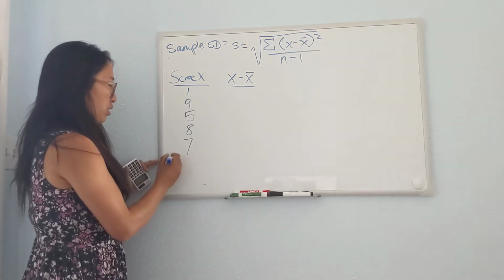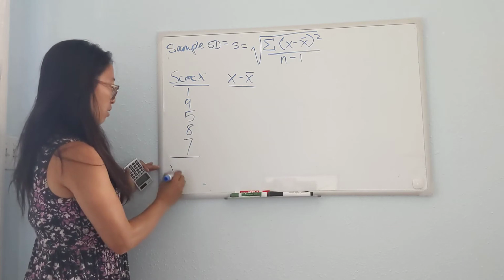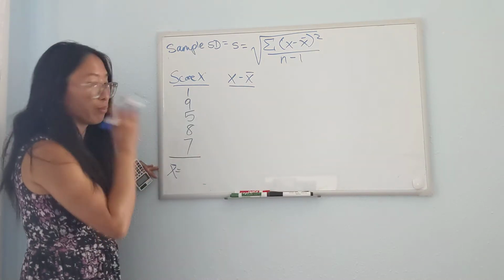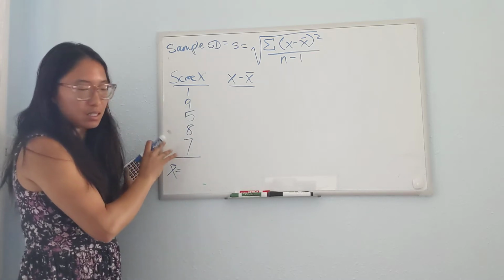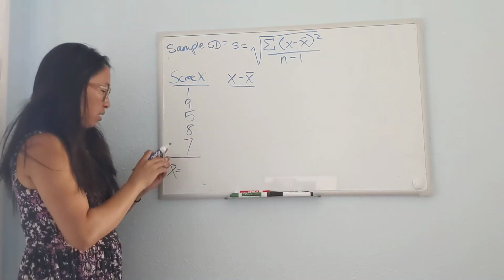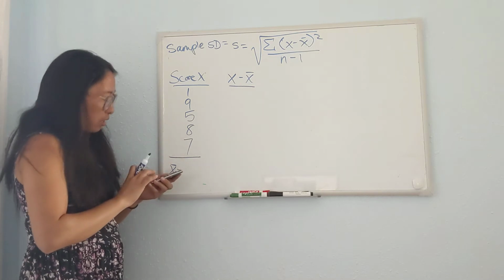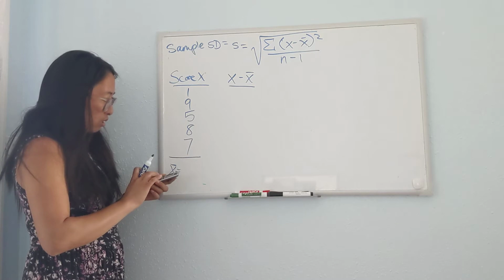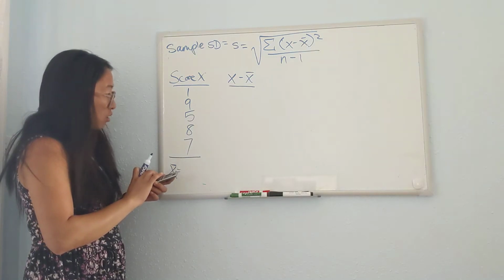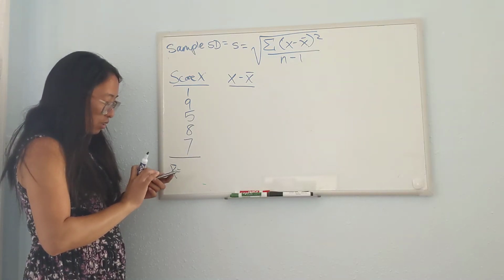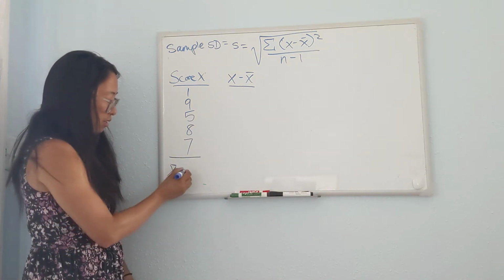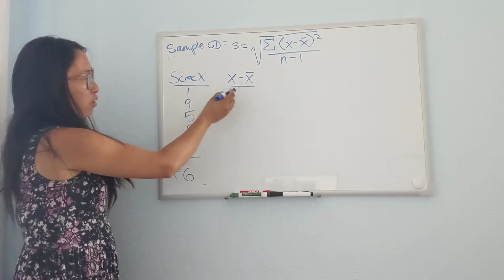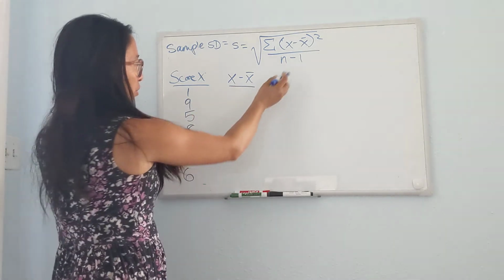So I have my numbers here. The mean is, you add up all the numbers and you divide it by the total number of numbers that are in the data set. So the sum will be 30, divided by 5. So I get a mean of 6. Hopefully that's correct.